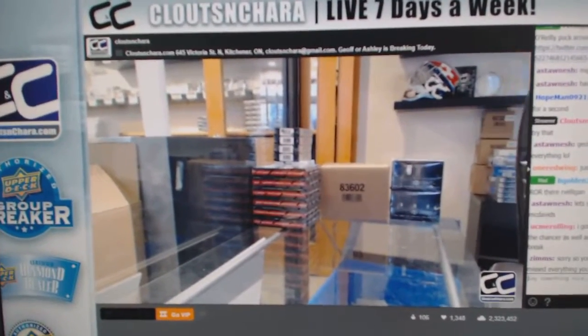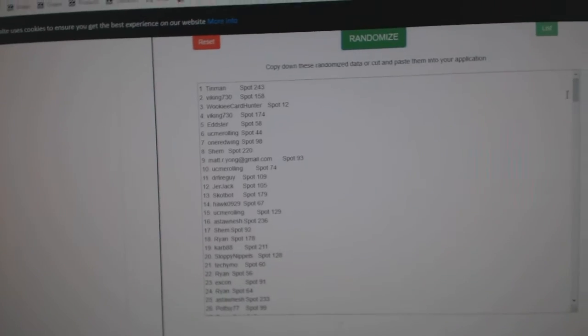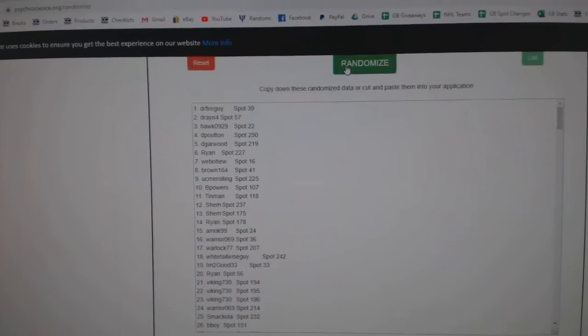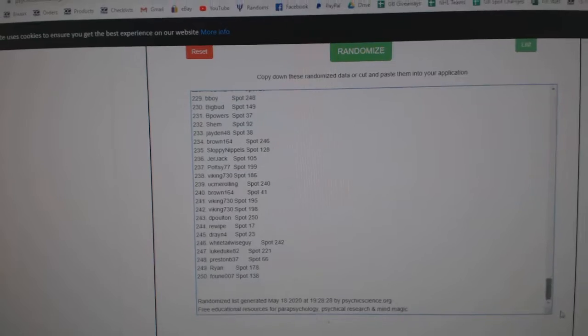Here we go, starting off CNC break number 11,338. The Chancer. Massive amount of spots here. 1, 2, 3.